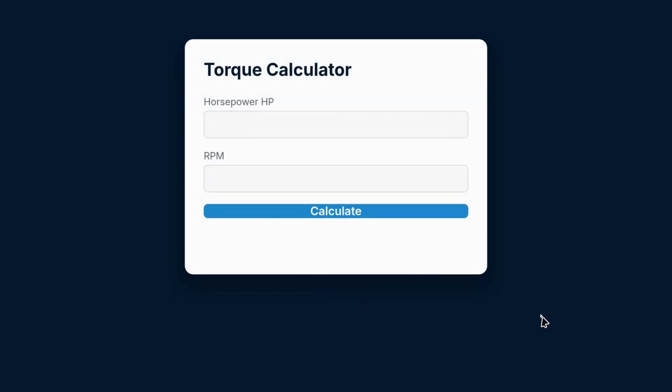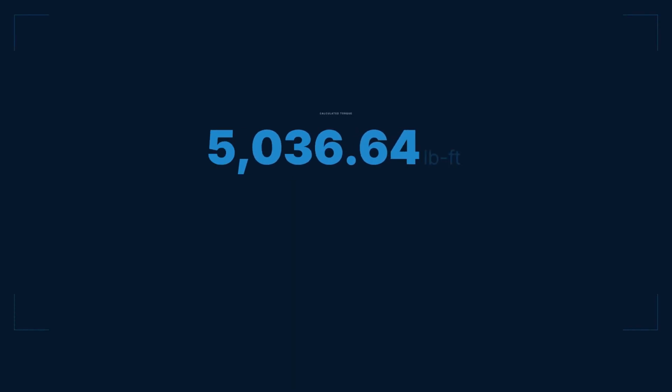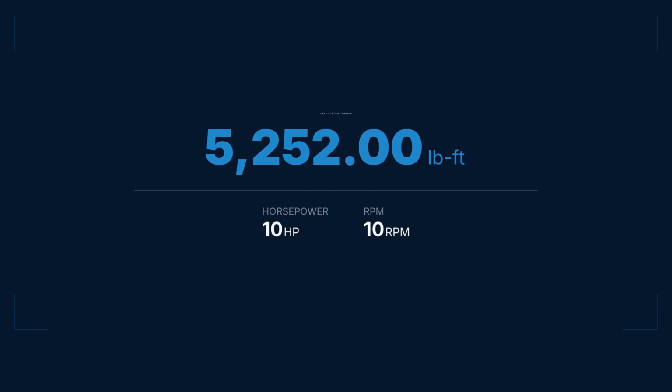Let me walk through a calculation. I'll enter 10 for horsepower HP and 10 for RPM, then click calculate. The output shows calculated torque, 5252.00 lb-ft. The results display our input values: horsepower, 10 HP, and RPM, 10.